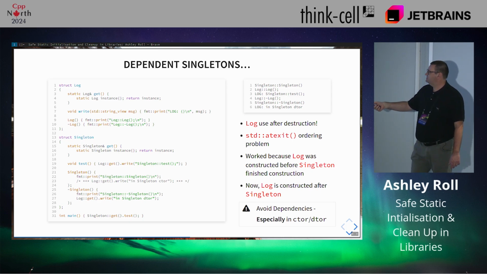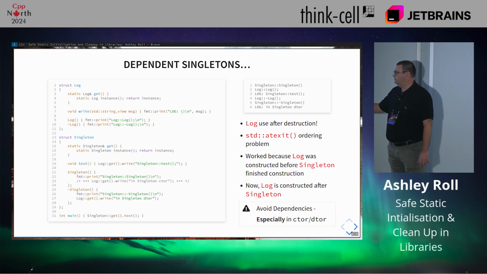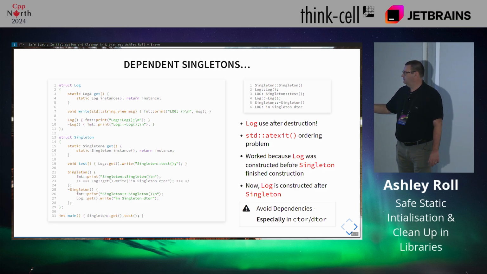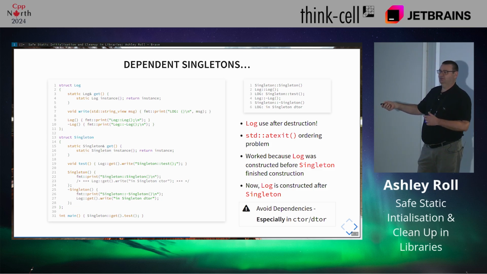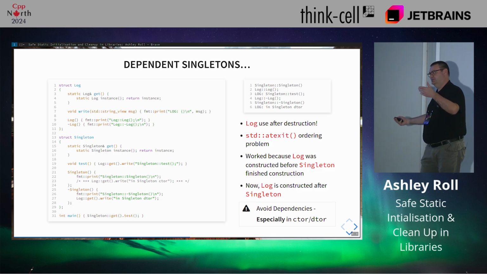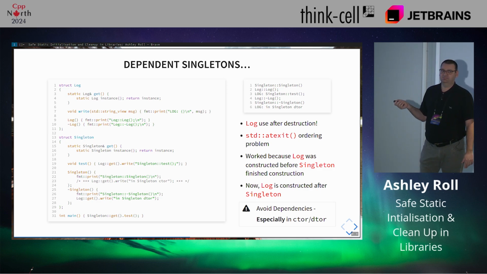And the reason that happens is, well, it worked before because before the singleton completed construction, it talked to the log, which completed construction, so it registered its destructor before the singleton's destructor. But when we didn't call this log function here, the singleton constructed, then the log constructed, which means the log is destroyed before the singleton is destroyed. So the Meyers singleton is great as long as you don't have any dependencies between your singletons.